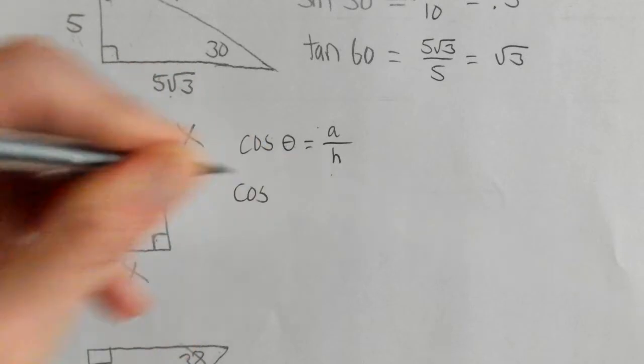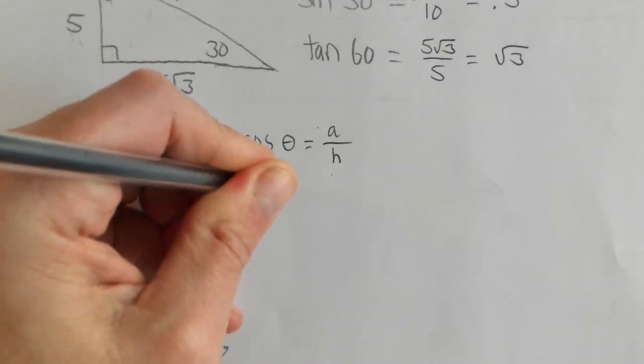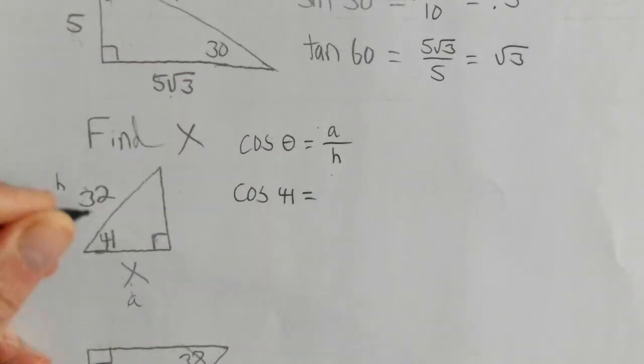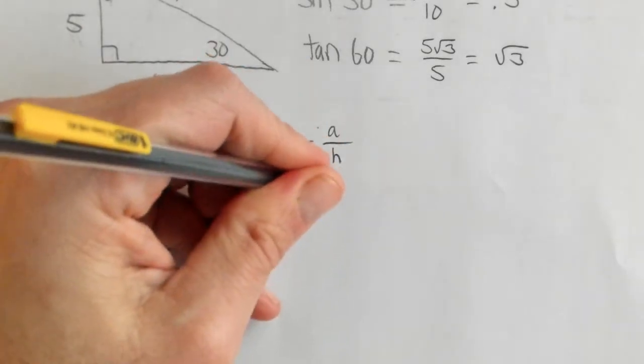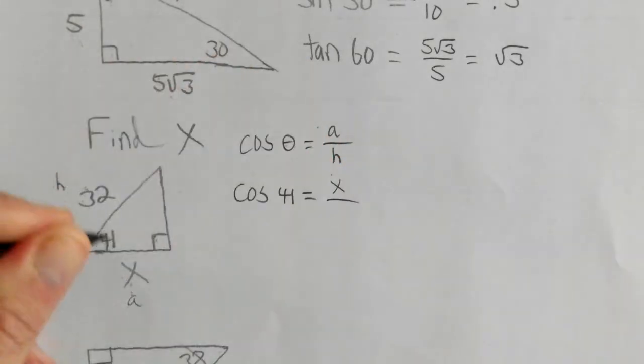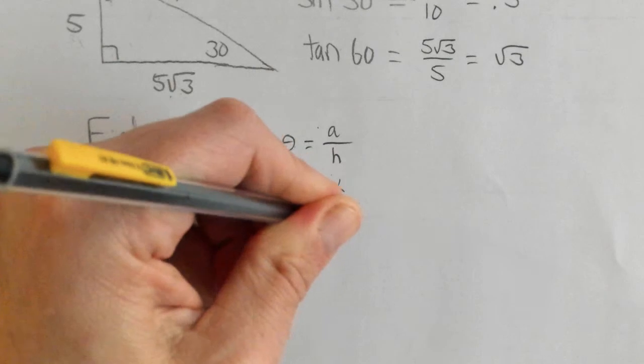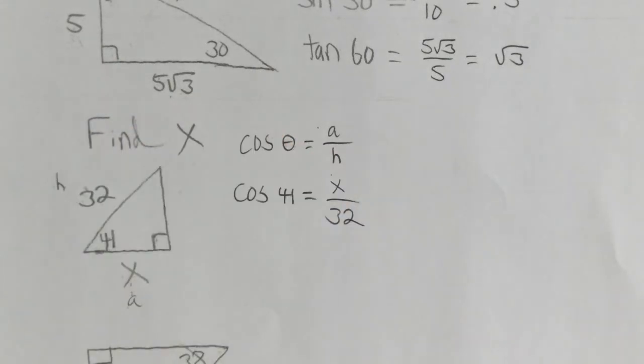All right. So now once I pick the right one, let's plug in the parts. Remember, this is the angle. What's the angle? 41 equals. What's the adjacent side? The adjacent side is x. What's the hypotenuse? 32. All right? So now I have an equation that I can solve for x and come up with the answer.